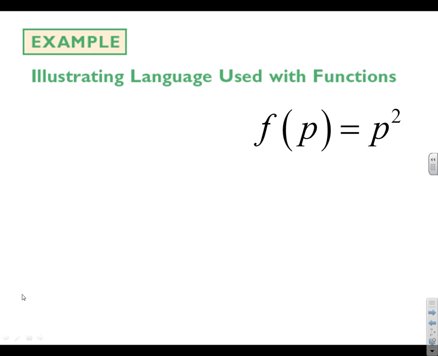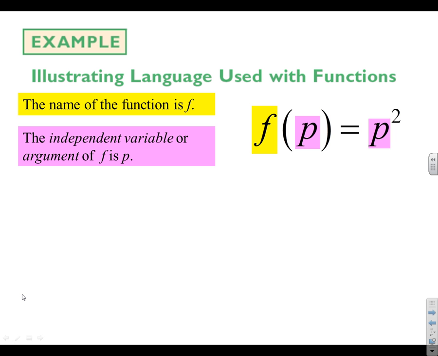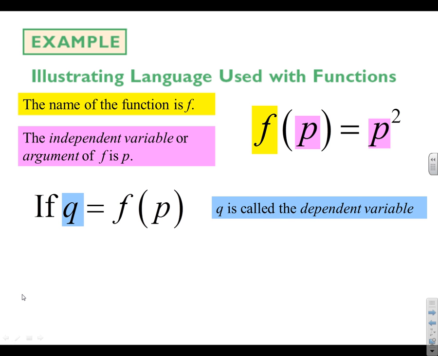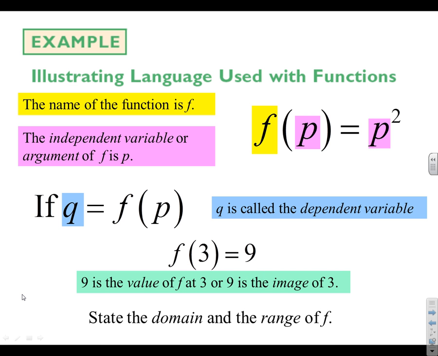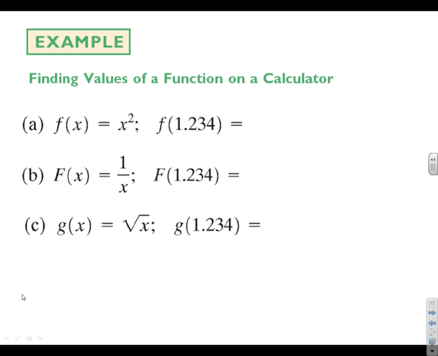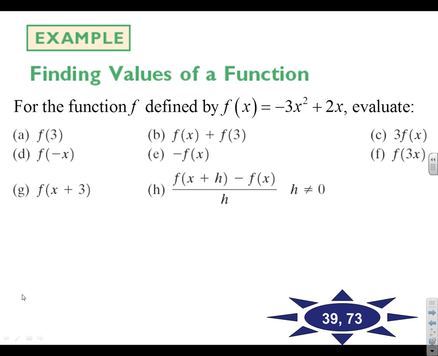It'll be written like this: f of p equals p squared. The independent variable is p, and q would be the dependent variable, your output. So f of 3, or f at 3, is 9. The domain is all the x's, all the inputs, in this case the p's, and the range would be all the values you could get, all the y values, or the q's.